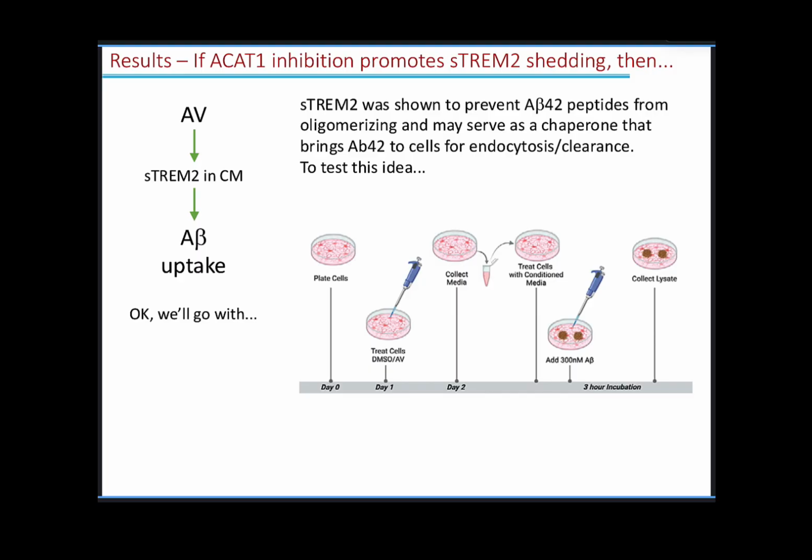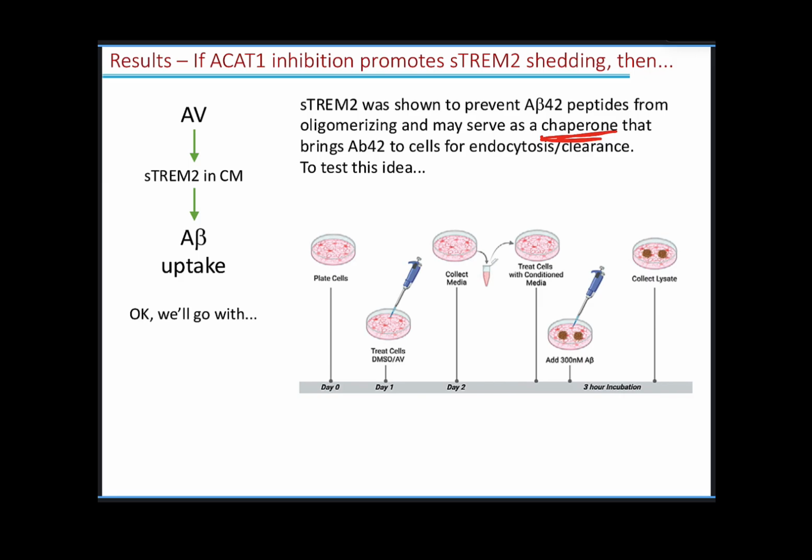S-TREM2 was shown to prevent A beta peptides from oligomerizing and may serve as a chaperone. So that's the working hypothesis that soluble TREM2 can take A beta peptides in the extracellular medium and accompany them to where they should be so that they can get endocytosed. And to test this idea, they decided to conduct this experiment.